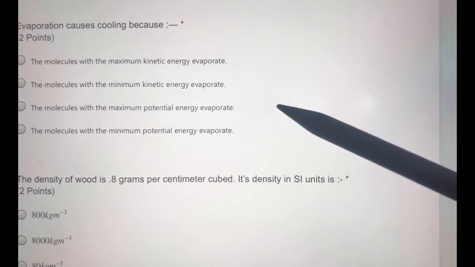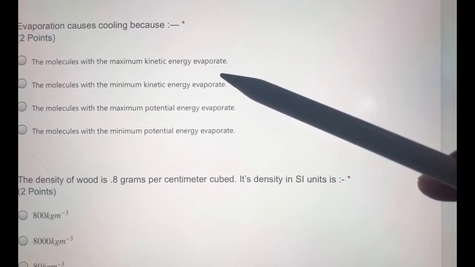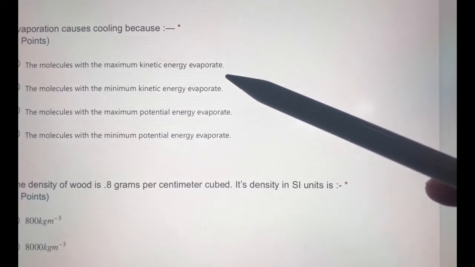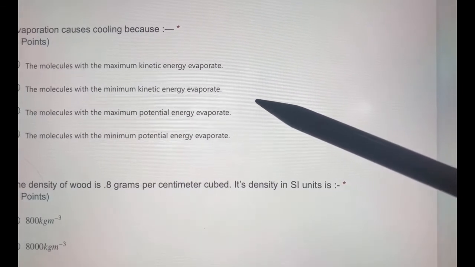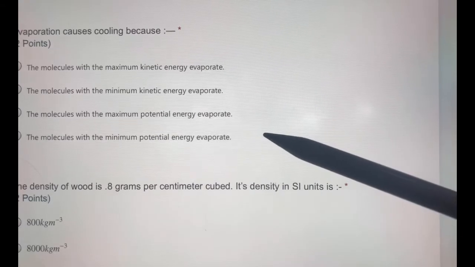Evaporation causes cooling because this is the first option. Molecules with the maximum kinetic energy evaporate. So because the residual molecules have less kinetic energy, their temperature decreases.